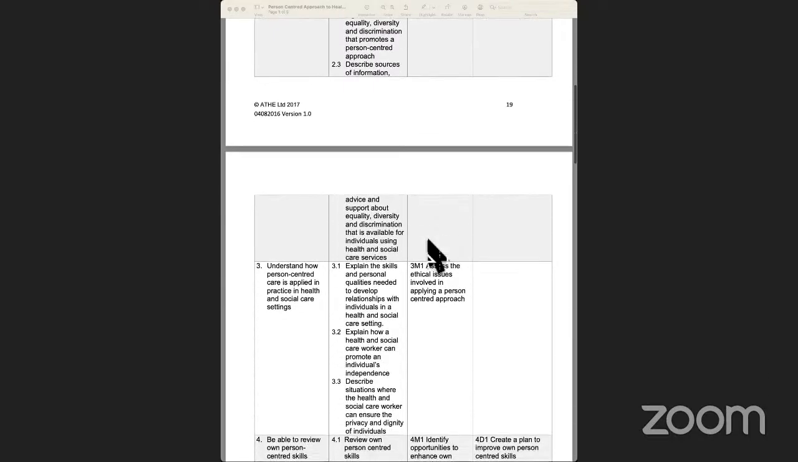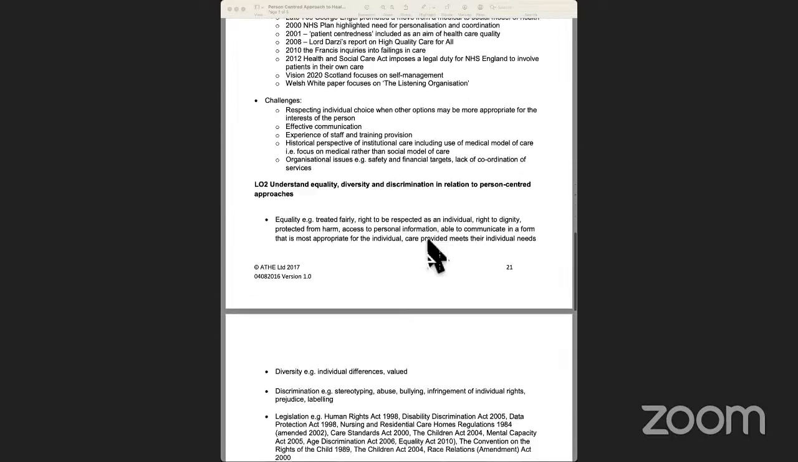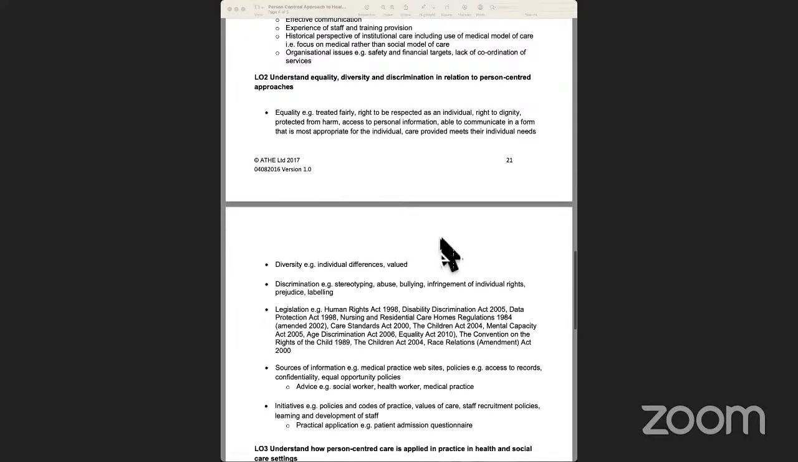Now, there is a fair bit of learning outcome and indicative content in the learning outcome to be covered, but we'll be broadly looking at, firstly, the definitions of what is equality. We'll be looking at what is diversity. We'll be looking at what is discrimination. These are the three key words which are going to be slightly repeating in this particular learning outcome and the assessment criteria. So it is important for us to understand the definition of these three different words: equality, diversity, and discrimination.